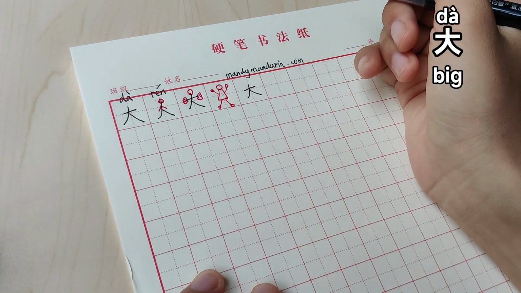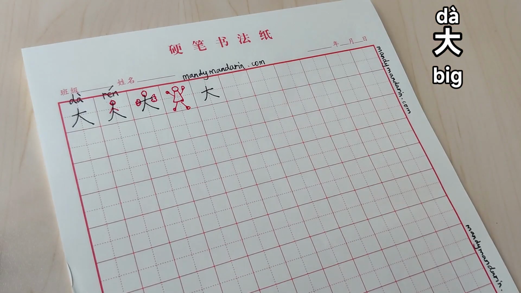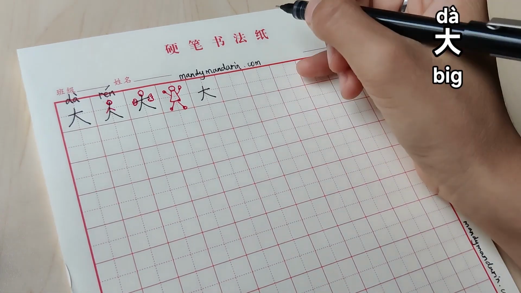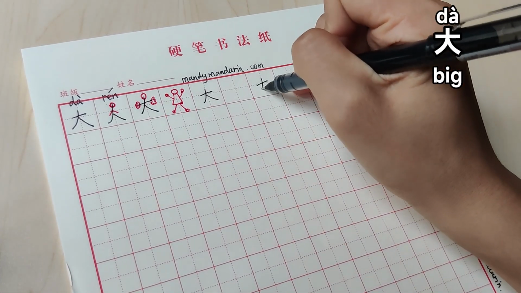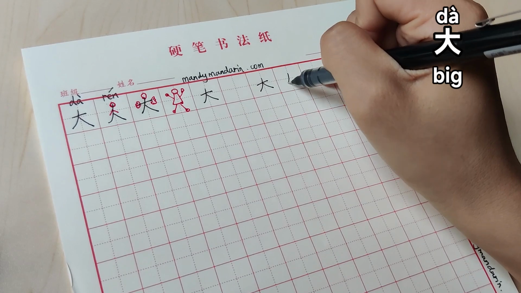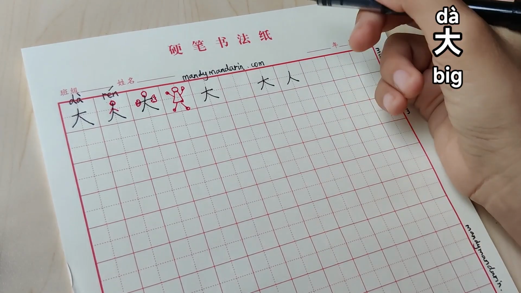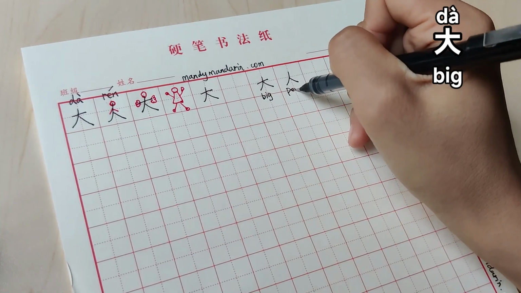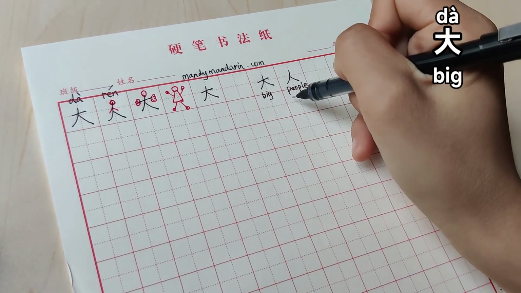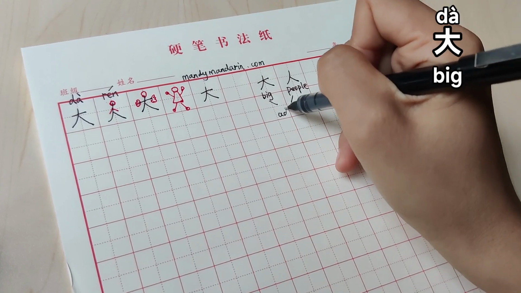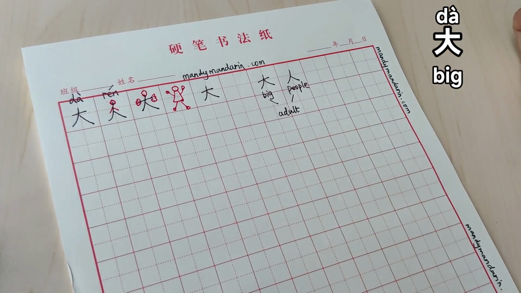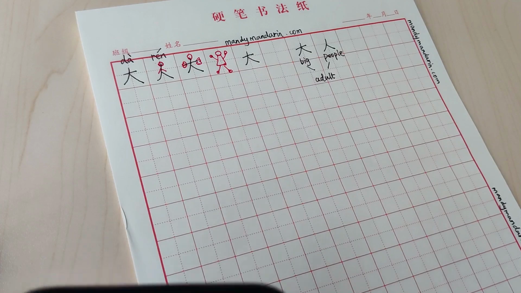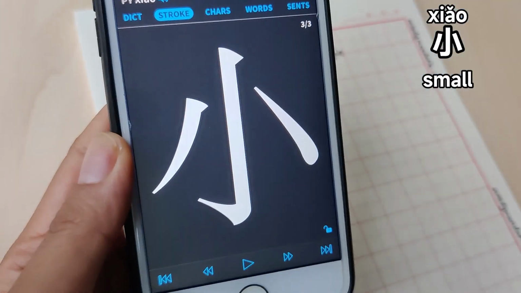That is 大. There's one interesting word that is very easy to write: we have the 大 and we have the 人. So we have the big person, which means adult.